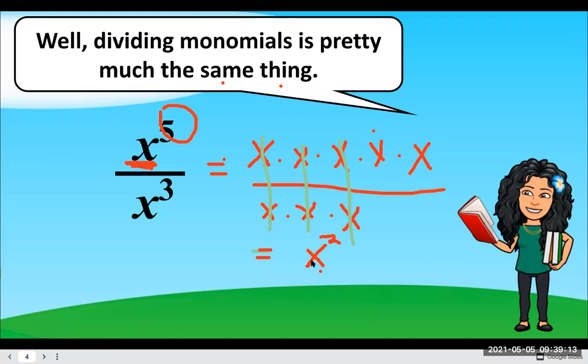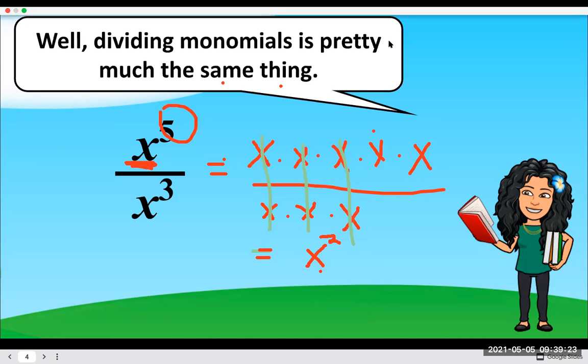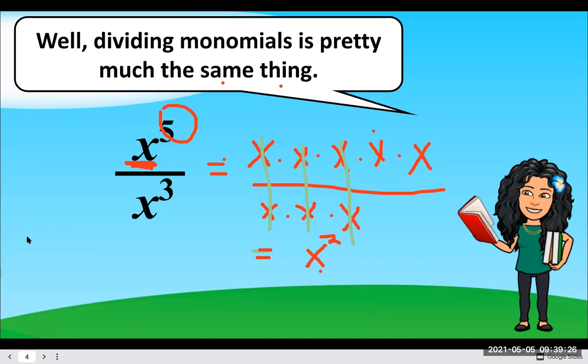Cool? Okay, so that's one way you can do this. The other way, I'm going to write the rule right here. There's a rule, and it's also on one of the slides here. Whenever you divide exponentials with the same base, x and x, basically what you do with the powers is you subtract the top minus the bottom.